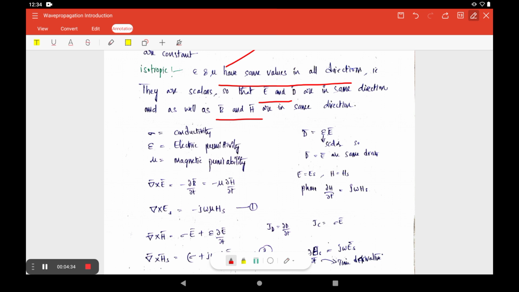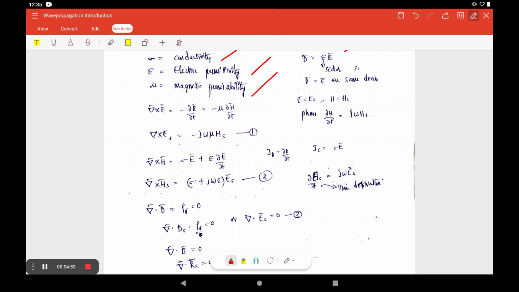Okay, now coming to the next one, where sigma is equal to conductivity, epsilon is equal to electric permittivity, and mu is the magnetic permeability. Where D is equal to the electric flux density, which is epsilon times the electric field. At the same time, from Maxwell's equation, del cross E is equal to minus dou B by dou t. We know that B bar is equal to mu into H.